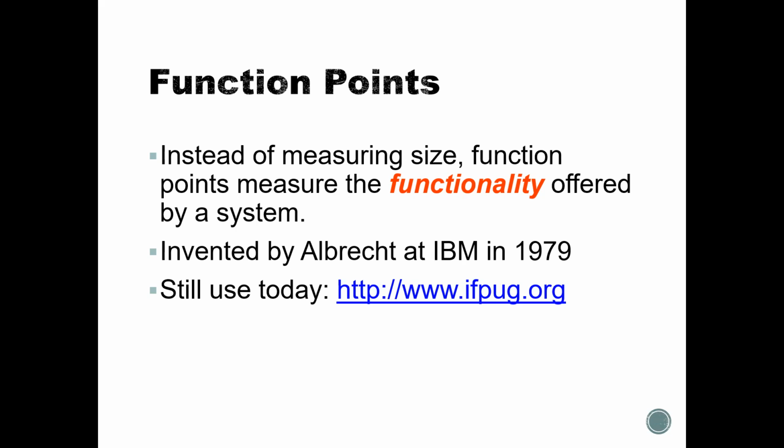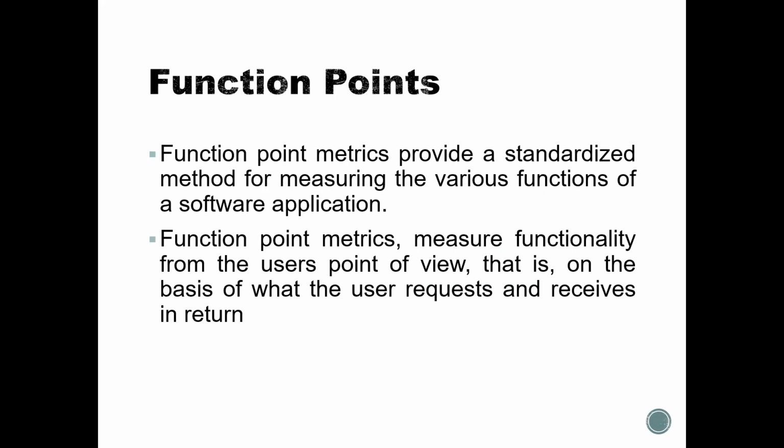This function point was invented by Albrecht at IBM in 1979, and it is being used in most companies with little modification. We will see what this function point is and how we can calculate it. First, the general definition: we use this metric for measuring the various functions of a software application, and function point metrics measure functionality from the user point of view, on the basis of what users have asked for from the software and what they are getting out of it.